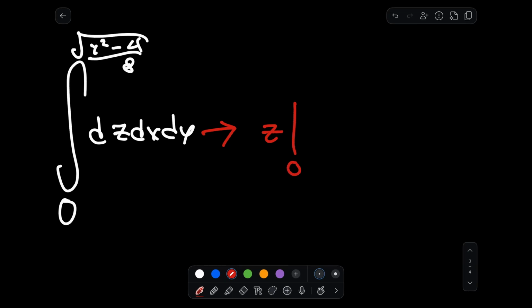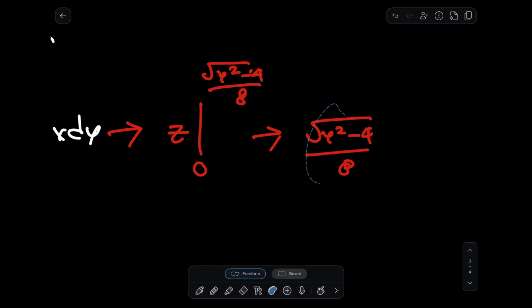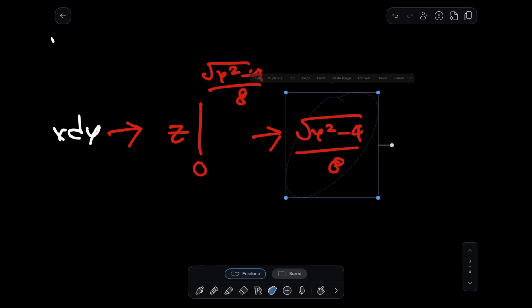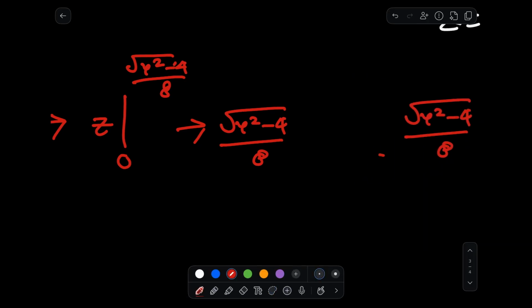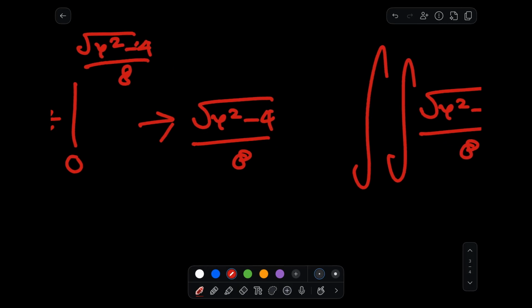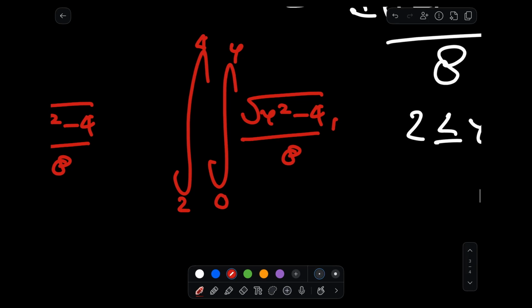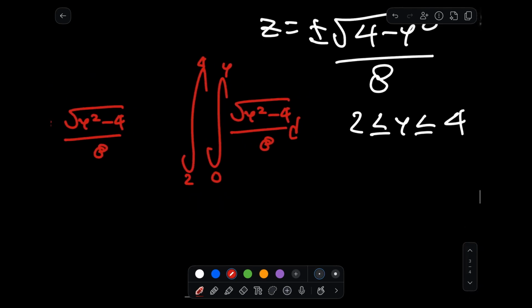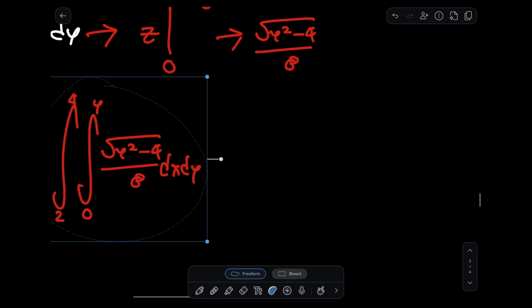So we have z evaluated from this to this, and you have it be this. Then I'm going to copy and paste it over here. Perfect. Now we have our double integral right here. We have 0 to y, 2 to 4. I'm actually going over to my space now. Let's write this down real quick and let's move it elsewhere.